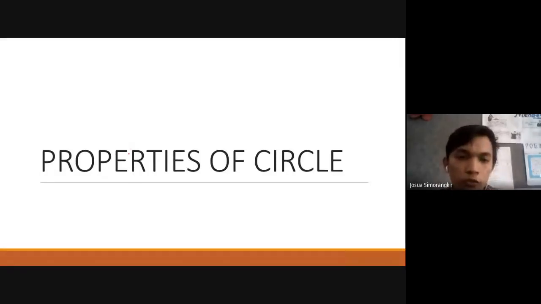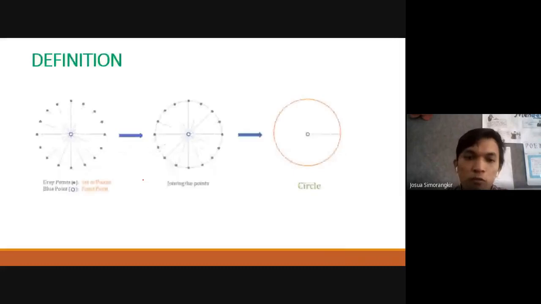So today we are going to study about circle, especially about the properties of a circle. What is a circle? Before we discuss the definition of a circle, as we have learned previously in the last meeting, we have learned about points, lines, square, and triangle, and today we learn another two-dimension form called circle. So what is a circle?